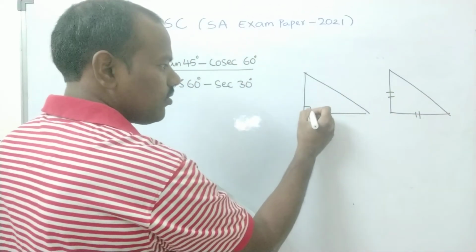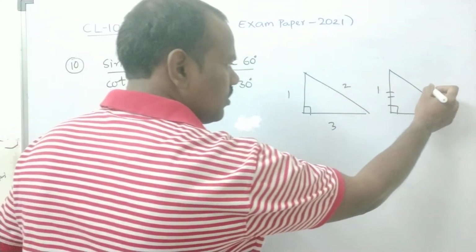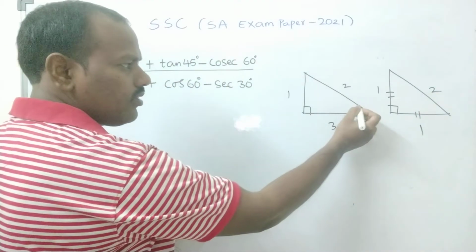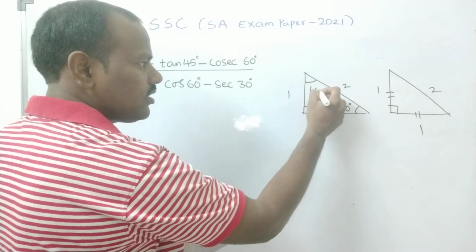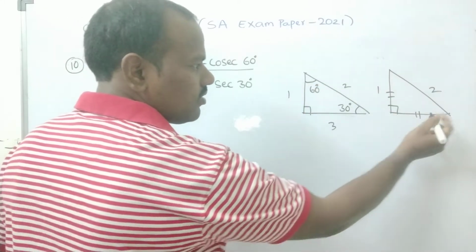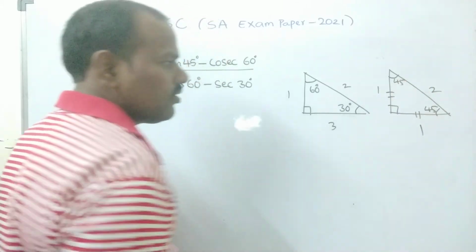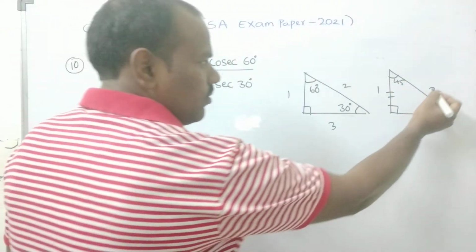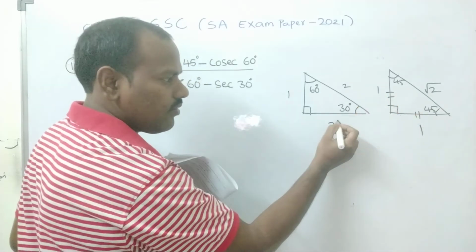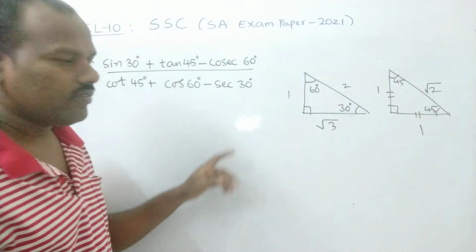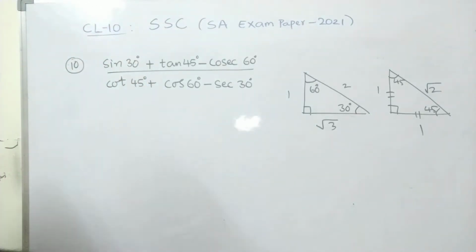So take 2 right angle triangles: here 1, 2, root 3, and here 1, 1, root 2. The one with root 3 has 30 degrees and 60 degrees. Since the other is an isosceles triangle, it will be 45 and 45. Here you have to keep root for the second triangle, and root for the first triangle, because it will satisfy the Pythagoras theorem. Now you can write any angle here.